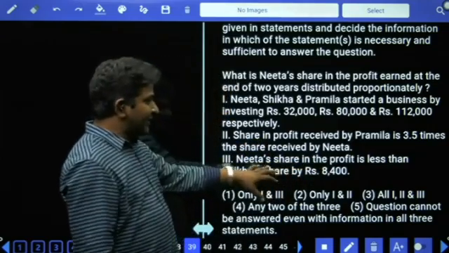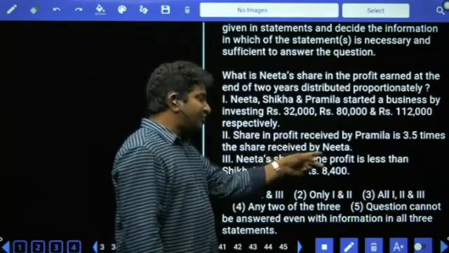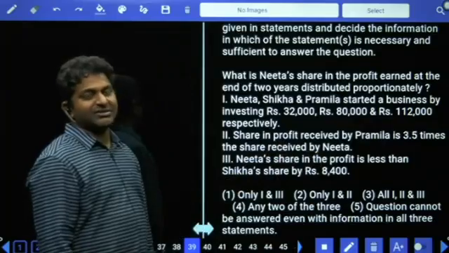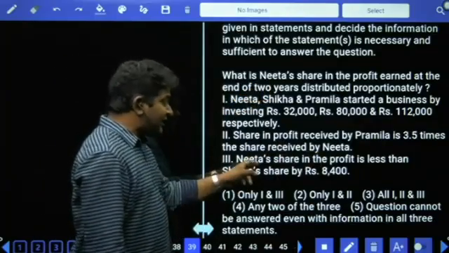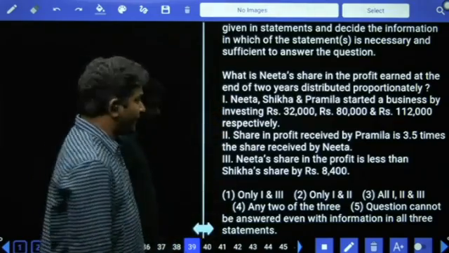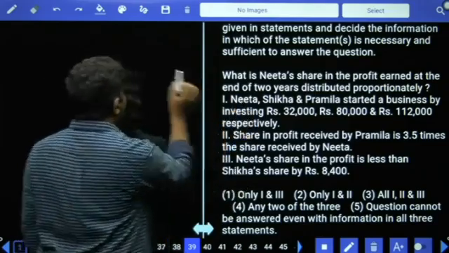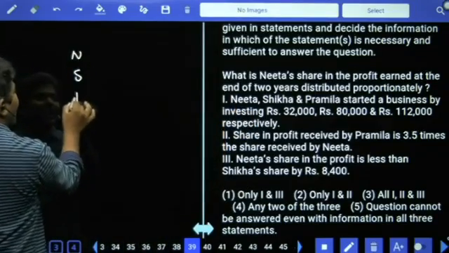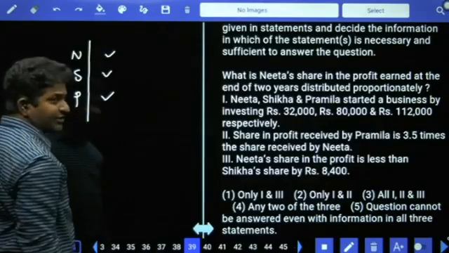Yes. Here we have a comparison between Nita's share and Shiksha's share. But we don't know how much Nita is getting. Hence, any one alone is definitely not sufficient. Will you get the answer using 1 and 3? Yes, because for Nita, Shiksha and Pramila, we can definitely calculate their profit sharing ratio.